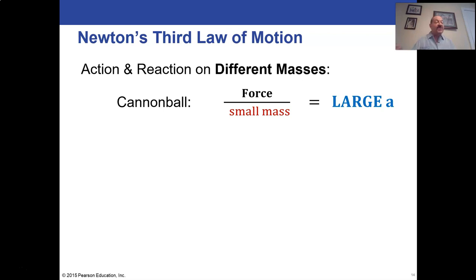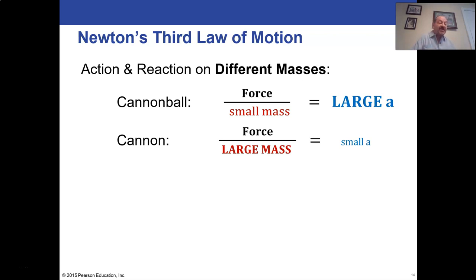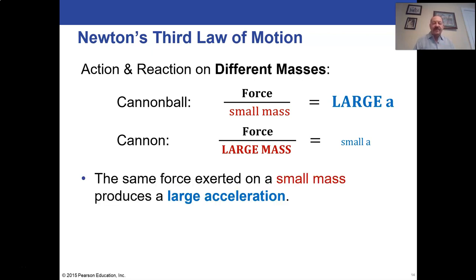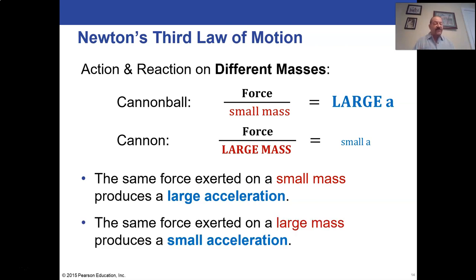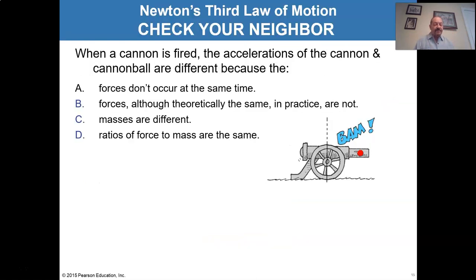I just said F equals ma. Well, a equals F divided by m. So acceleration is force over mass. If it's the same force and you have a small mass, you're going to get a large acceleration. With the cannon, it's the same force with a large mass and you'll get a small acceleration. I hope I said that right. So the same force on a small mass will produce a large acceleration. The same force on a large mass will produce a small acceleration, as long as these are force pairs that are exactly equal in size of force, but in opposite direction.